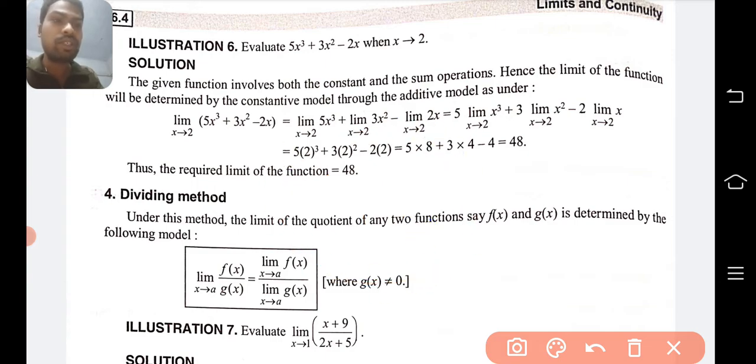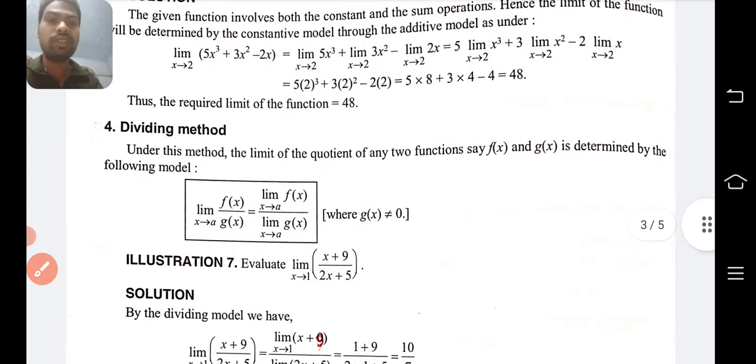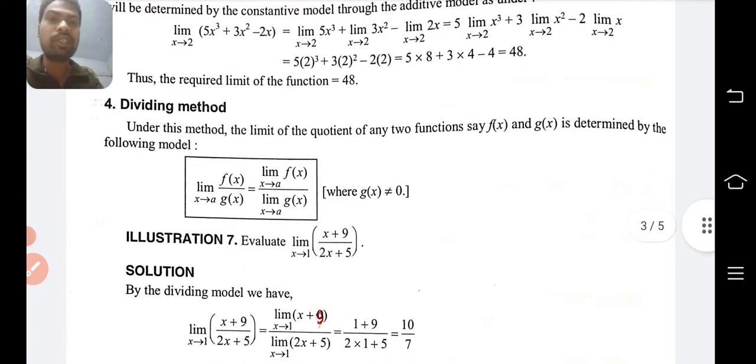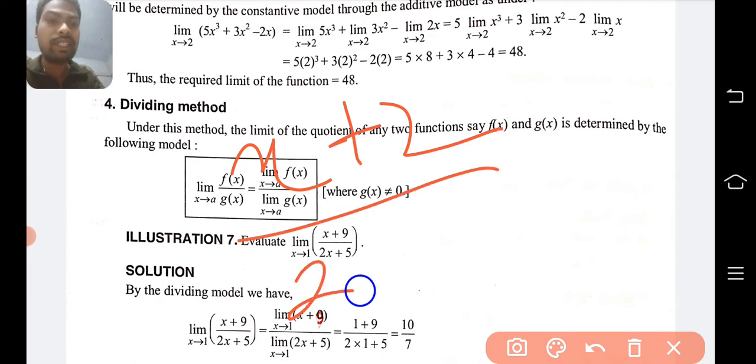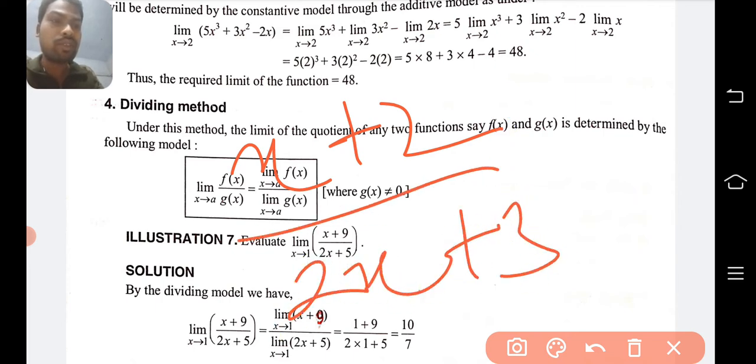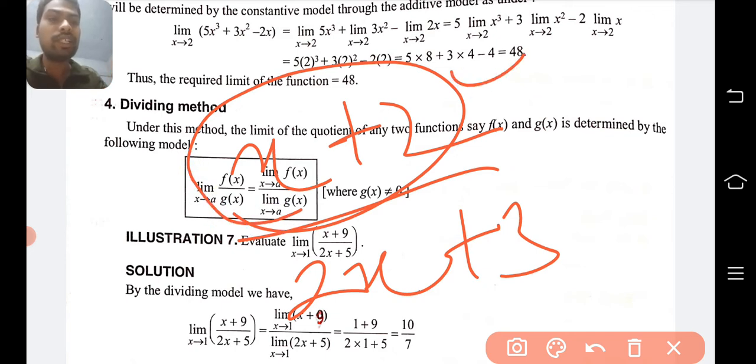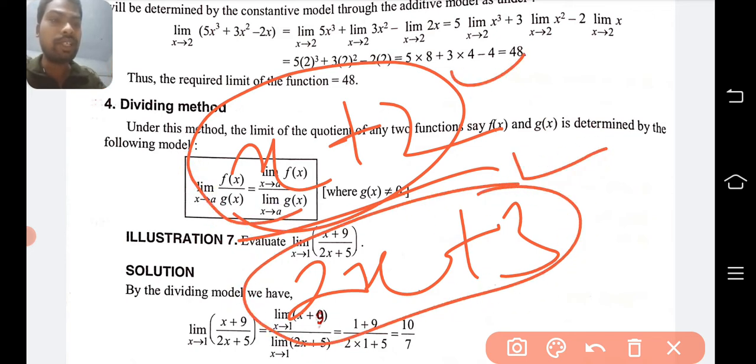Clear? So in this way you can get the limit through your constant method, multiplicative method, and your additive method. And another method, that is your division method. Okay, and under this division method, if the quotient is given, or the term is given in the form of a quotient, for example the term is x plus 2 over 2x plus 3, you will put the limit separately for the numerator and separately for the denominator, like this.